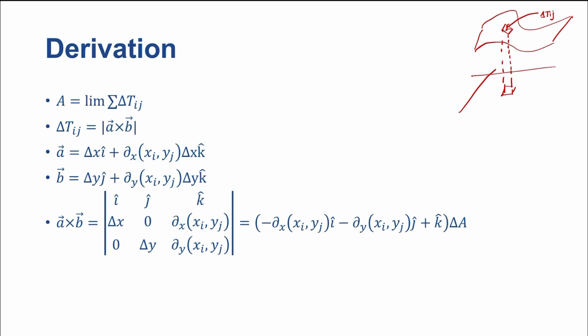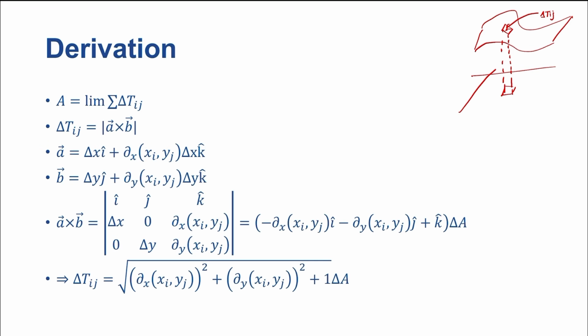Take the matrix with rows i, j, k; delta x, 0, partial x; 0, delta y, partial y. What we get here is negative partial x at x sub i, y sub j times i hat, minus partial y at x sub i, y sub j times j hat, plus k hat, times delta A. Now, if I take the magnitude of this, I square all the components, add them together, and take the square root. I get delta T_ij is equal to the square root of partial x squared plus partial y squared plus 1.